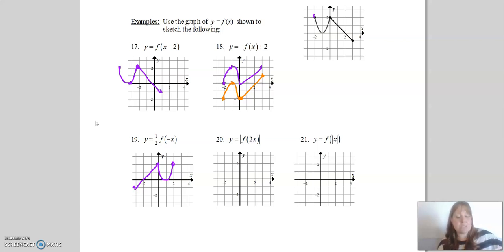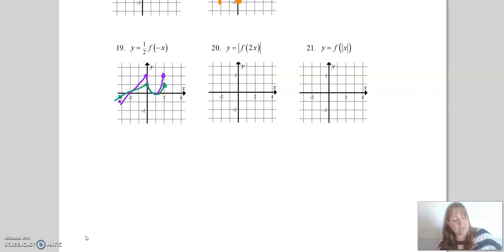And then outside the function, I have this 1/2, right? Which means I take all my y values and multiply them by 1/2. So now this one, instead of 2, becomes 1, and this one becomes 1, and this one becomes 1/2. That one is a 0, so it doesn't matter. And so it just squishes it. So the green one is my final on that one.